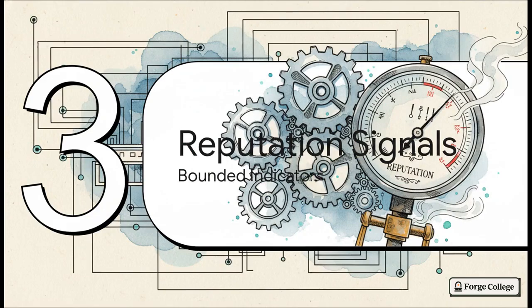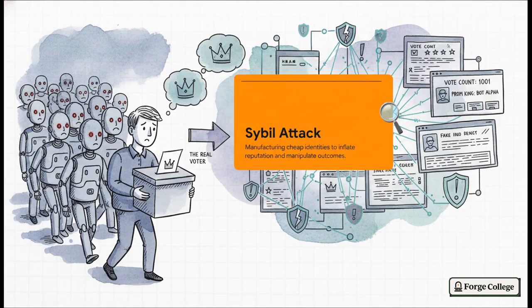All right. Section 3. Reputation, bounded social signals. Now, reputation has a massive weak spot. Imagine a high school popularity contest, right? But instead of trying to win people over naturally, you just build 1,000 robotic clones of yourself and program all of them to vote for you as prom king. That, my friends, is a Sybil attack.